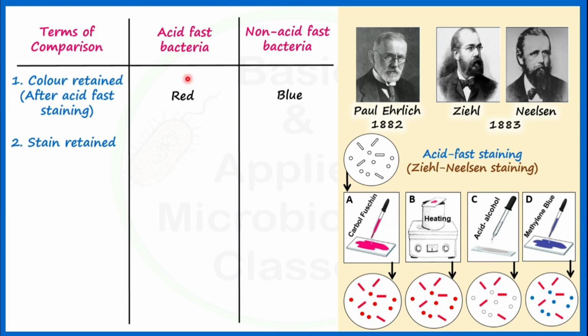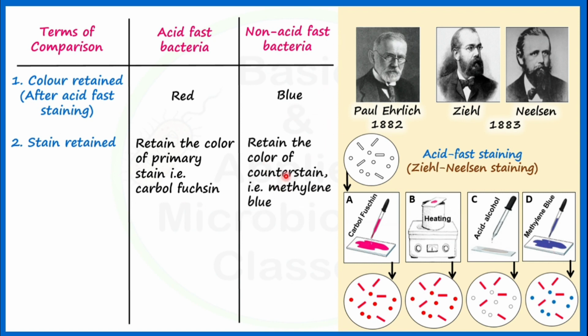It means acid fast bacteria have retained the color of carbolfuchsin stain, which we added as a primary stain, and non-acid fast bacteria appear to us of bluish color. It means they retain the color of the counter stain, that is methylene blue, which we added as a secondary stain, right?